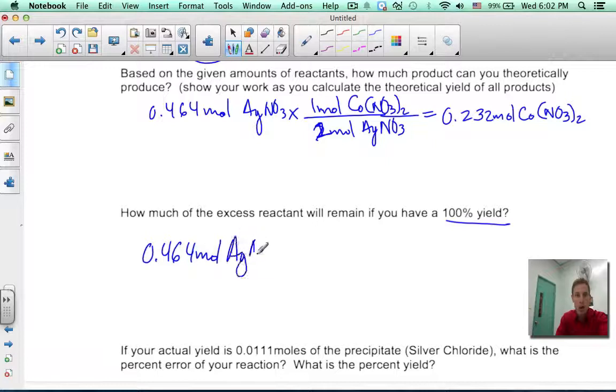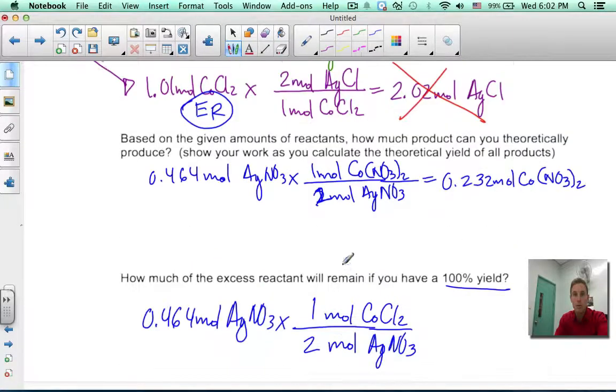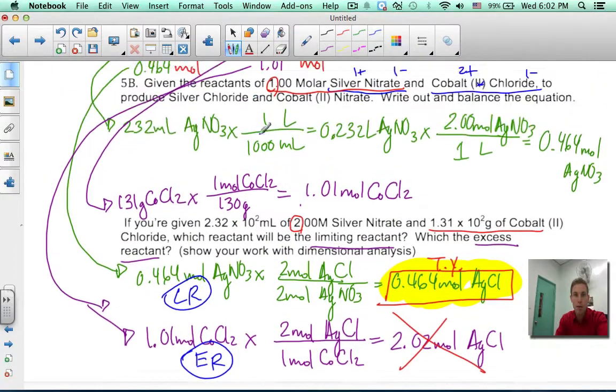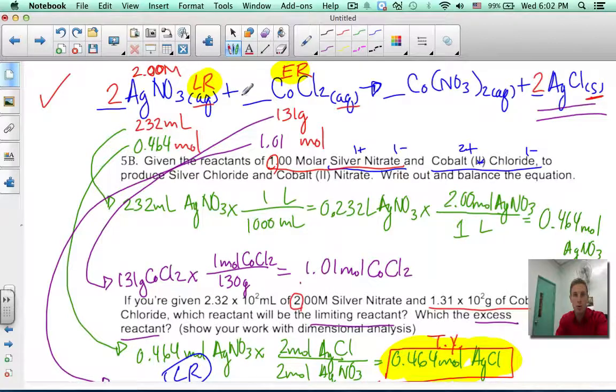Of my silver nitrate, and I convert that into my limiting reactant. My limiting reactant was the cobalt 2 chloride. So moles of cobalt 2 chloride for every mole of silver nitrate. Look back at your balanced reaction. I'll just double check, make sure I don't do the answer key wrong. But I believe up at the top here that we had 2 to 1. Yes, we have 2 moles to 1 mole.